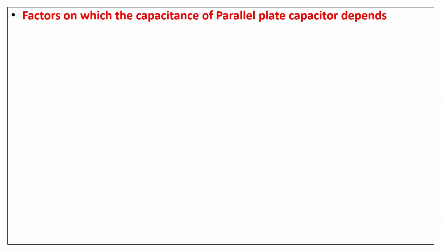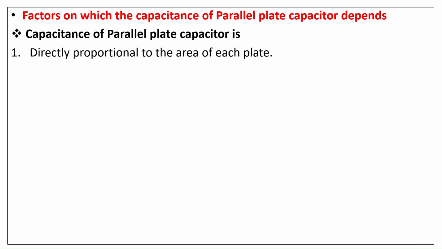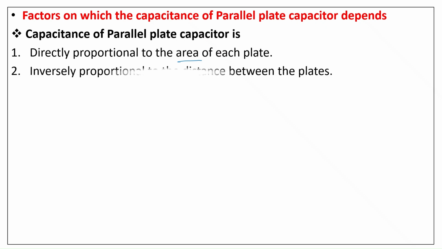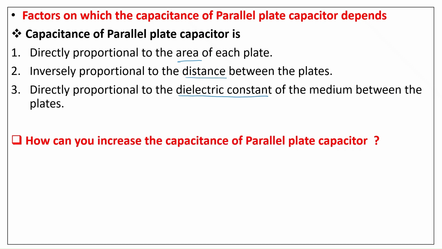Now let's see factors on which the capacitance of parallel plate capacitor depends. Capacitance of parallel plate capacitor is 1. Directly proportional to the area of each plate. 2. Inversely proportional to the distance between the plates. 3. Directly proportional to the dielectric constant of the medium between the plates.